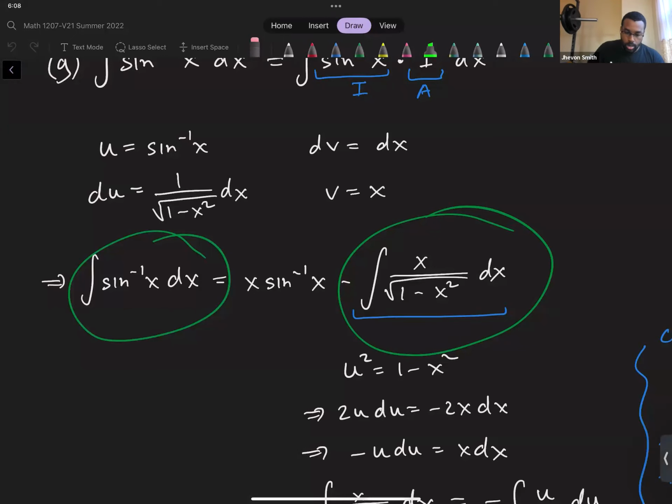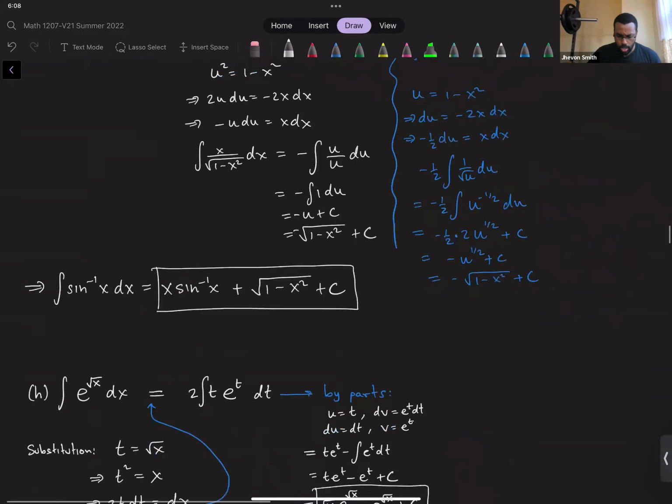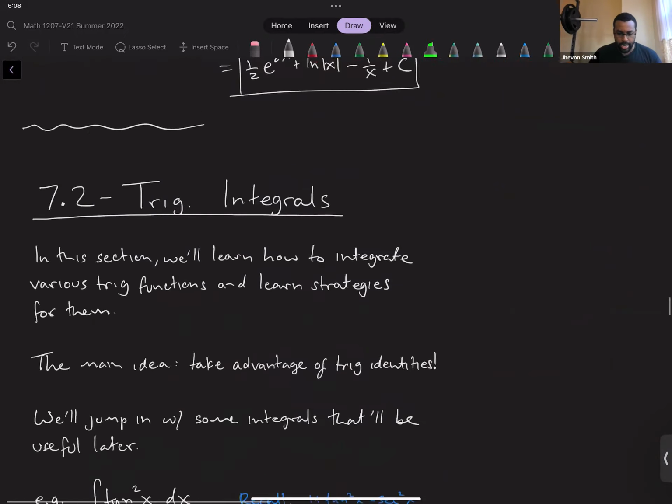Now, beyond that, we are learning, of course, techniques to deal with more complicated integrals, but you always start there, and you always go through that process in your head. So we finished integration by parts. Remember how we should attack integrals, and then we started looking at trig integrals. So this is section 7.2 in our text.